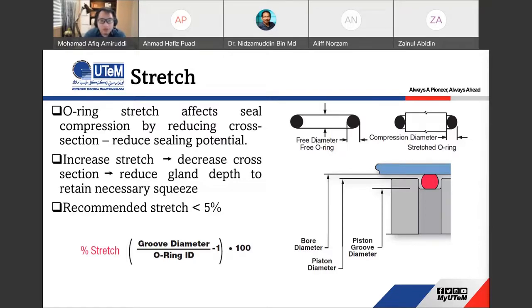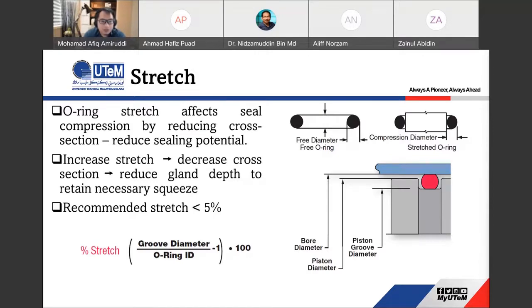Why do we need stretch? Because we want to make sure that the O-ring will stick to the piston or shaft. If the O-ring is loose, it means that the O-ring will fall and doesn't seal the shaft or the piston. So to make sure that they stick to the piston, they need to be stretched. But the stretch cannot be more than 5%. Otherwise, the sealing position between the gland depth and the cross section will be reduced. So if you increase stretch, you will decrease cross section. It will also reduce gland depth to retain the necessary squeeze.